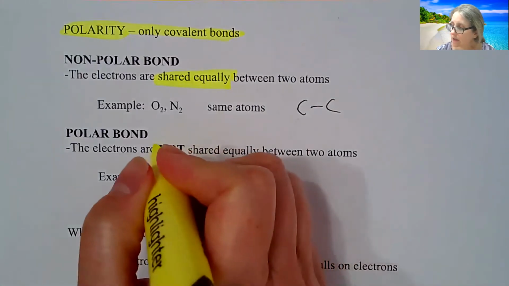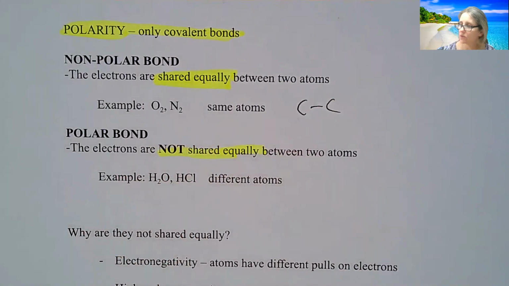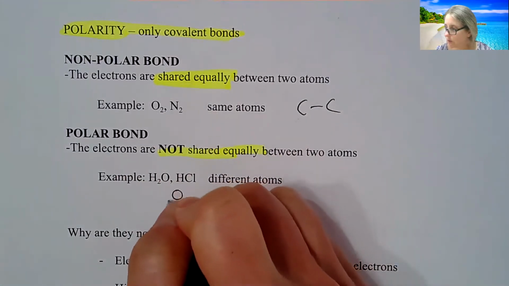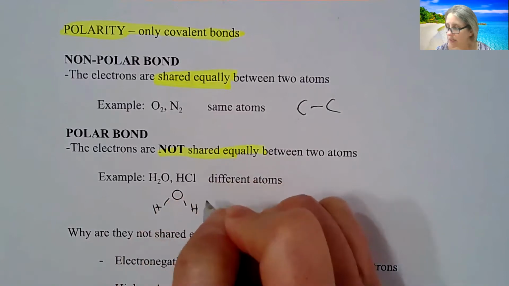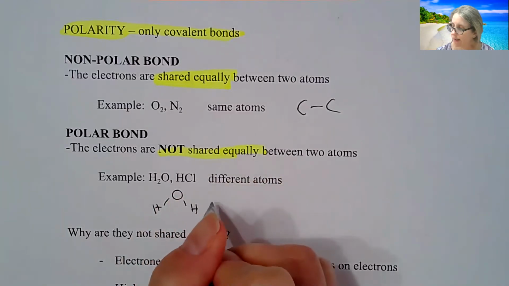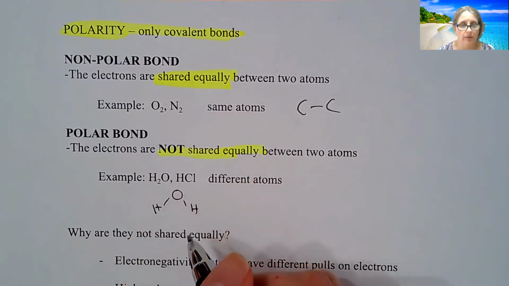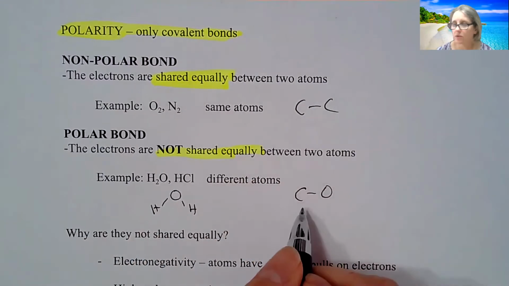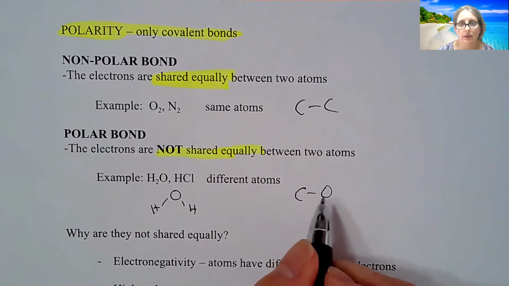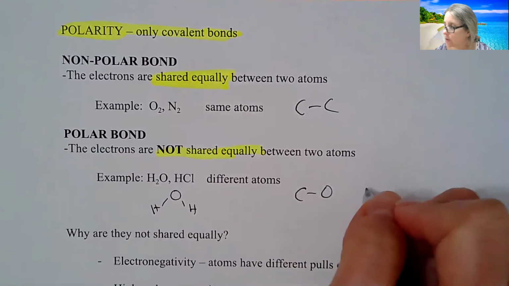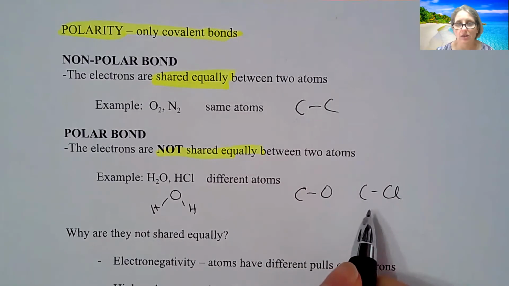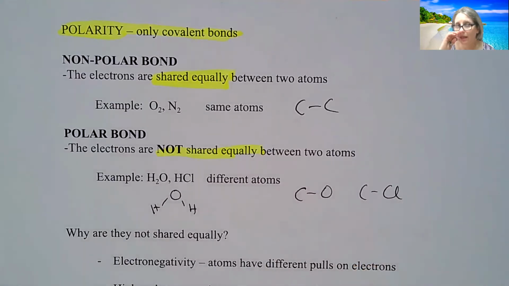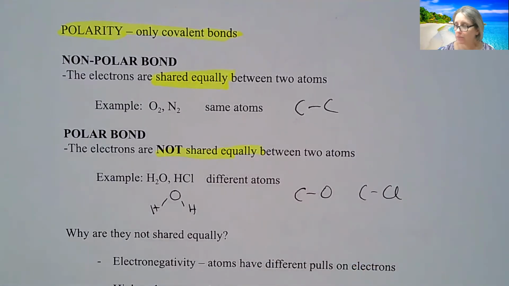When they are not shared equally, that is where we have most of our bonds. So anything like water, HCl, you have two different atoms attached. You have some difference there on what we call the pull on the electrons. The ones we're going to look at, especially with carbon, is carbon with oxygen, or carbons with, say, the halogens like Cl. You're going to have a difference of how the electrons are pulling.